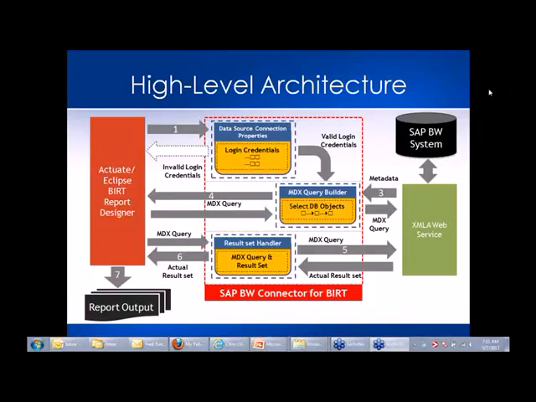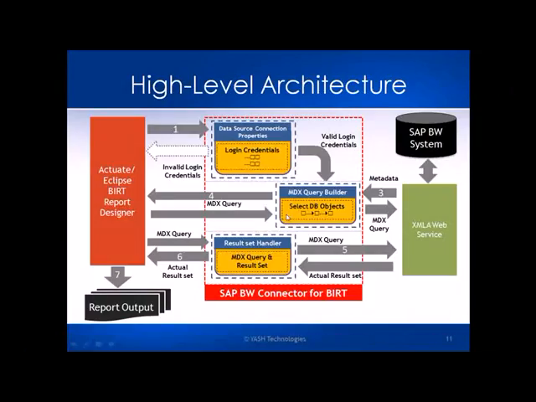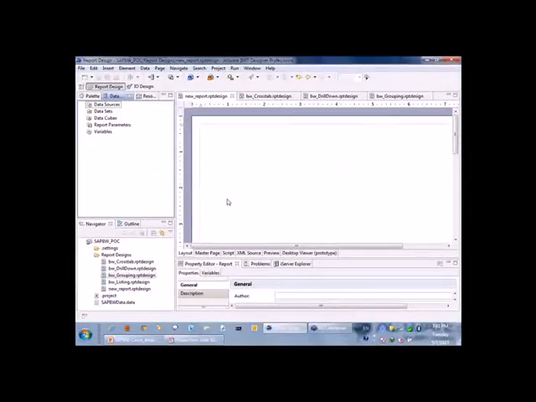So here is my environment where I have already set up the connector on my system. We already have deployed, and the deployment is very, very simple. You just run the setup files. It automatically deploys itself onto the environment that you are running on. And once you're all set, you can open the designer, which is the Actuate Bird Designer tool, and you can start creating the reports straight away without going to your IT or any other team for providing the support.